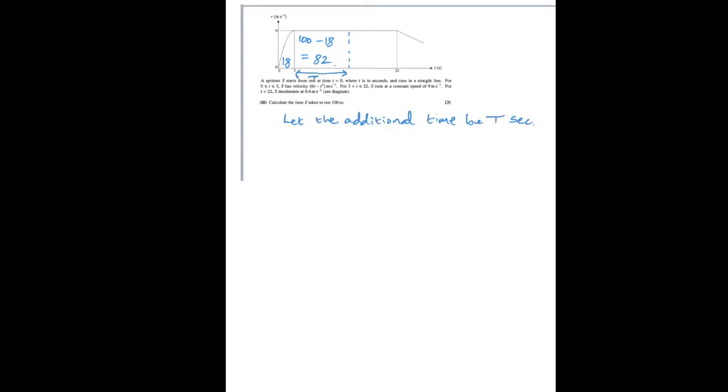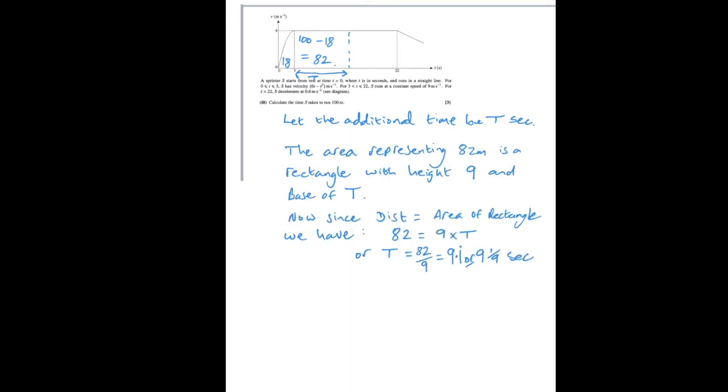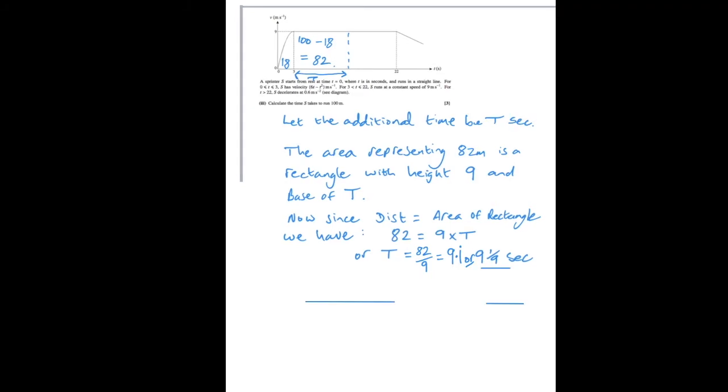If we assume that covering this 82 meters takes an additional t seconds, then we can proceed as follows. Now, the rectangular area representing this 82 meters has a width of t and has a height of 9 from the 9 meters per second. So this gives us that the 82 must be 9 times t, or t is 9 1/9 seconds. From this we can now see that the total time to cover the 100 meters is 3 plus 9 1/9, or 12 1/9 seconds.